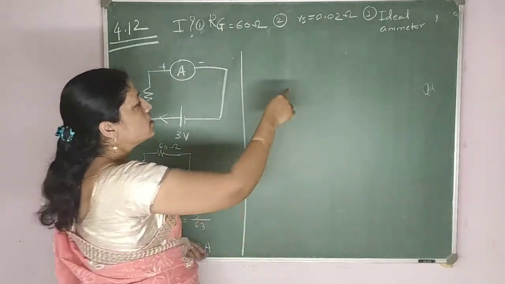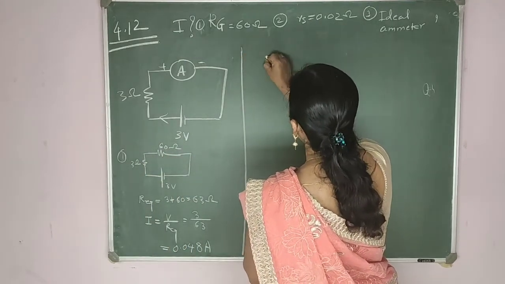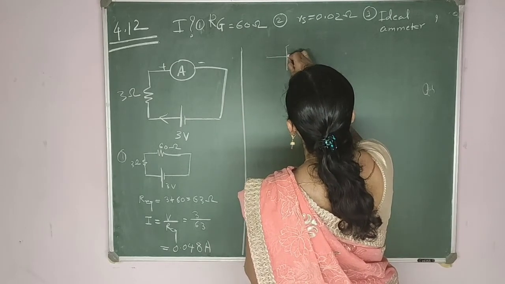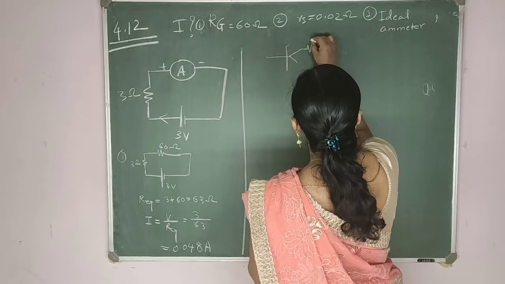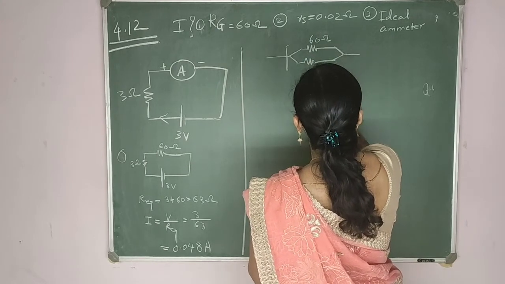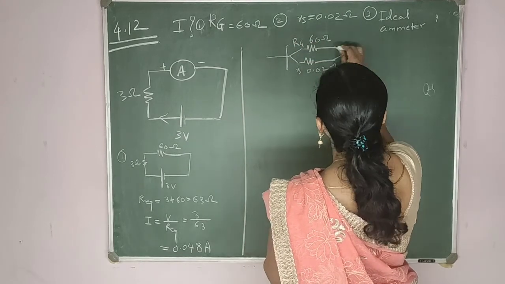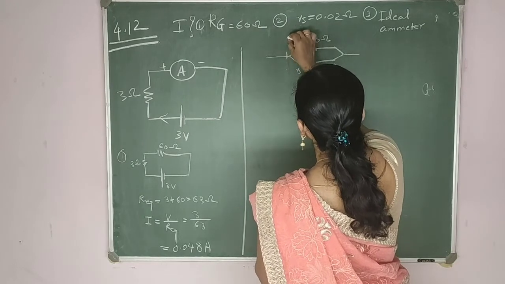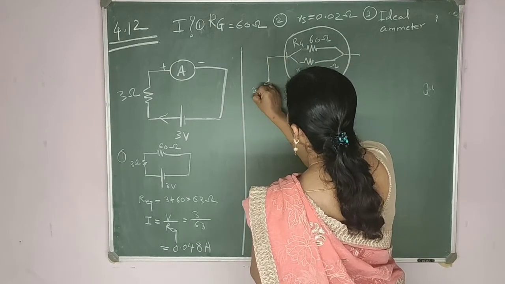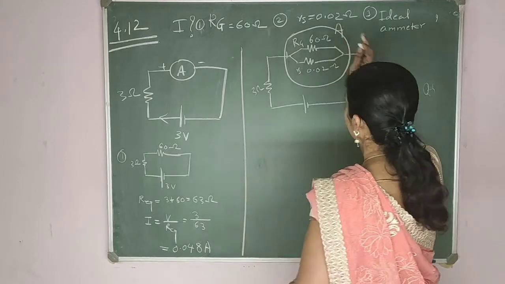Now in the second case, we have a galvanometer of 60 ohm at the place of the ammeter, and a shunt resistance of 0.02 ohm is connected in parallel with it. So let us draw our circuit diagram. At the place of the ammeter, we have a resistance of 60 ohm and a shunt resistance of 0.02 ohm. This is Rg and this is Rs. This is our ammeter. Then it is connected with 3 ohm and with a battery of 3 volt.